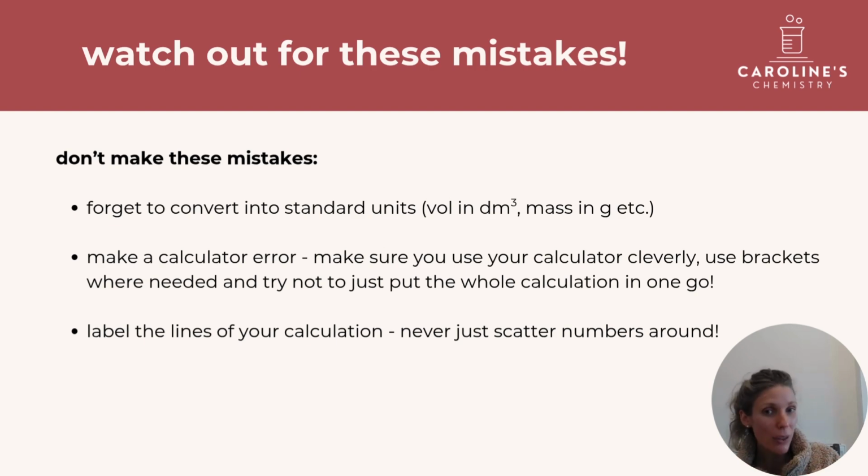And label the lines of your calculation. This is not maths. We don't just scatter number confetti around for examiners to magically pull out what it is that you know, because every number in chemistry has a meaning. It's a volume, it's a concentration, it's a mass, it's a moles, etc. So label each line of your calculation with what it is that that number means. Moles of hydrogen ions, concentration of sodium chloride, etc., etc.